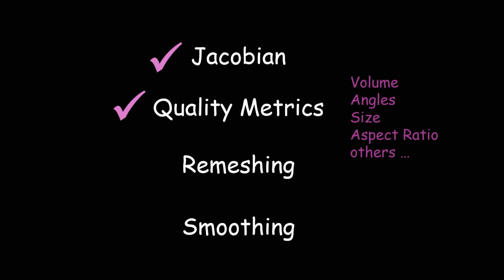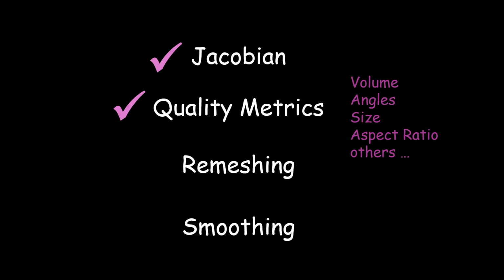So how do we avoid these negative elements? One way is to check the Jacobian once the finite element mesh is created. The Jacobian is part of the quality metrics, which also include others like angles, sizes, and aspect ratio of the different elements, as well as other metrics that can be used to evaluate the quality of the mesh. So evaluating the mesh is really an important step before we use that mesh for finite element analysis.